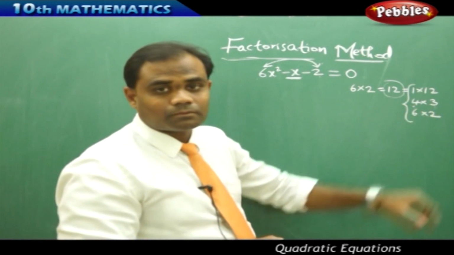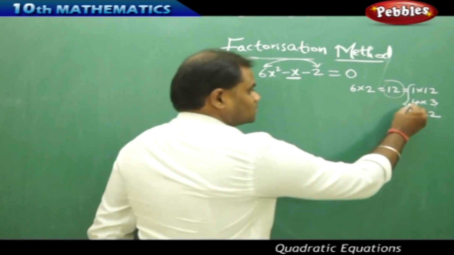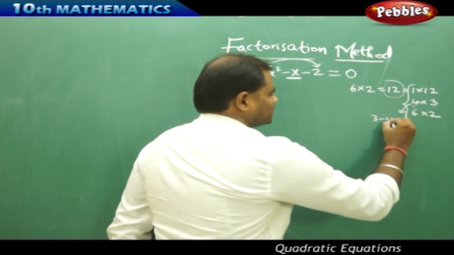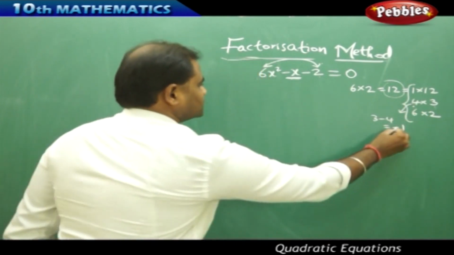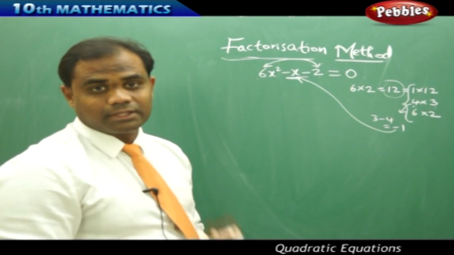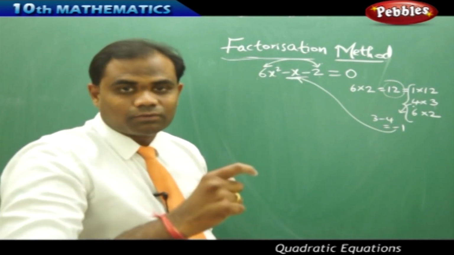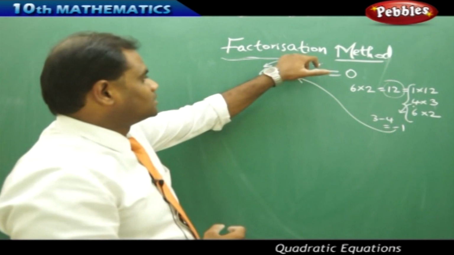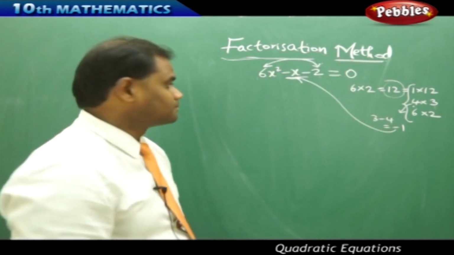3 minus 4 equal to -1. So this gives me 3 minus 4 equal to -1, which is nothing but the coefficient of x, which helps in factorization. This is how we identify the concept in factorization method.